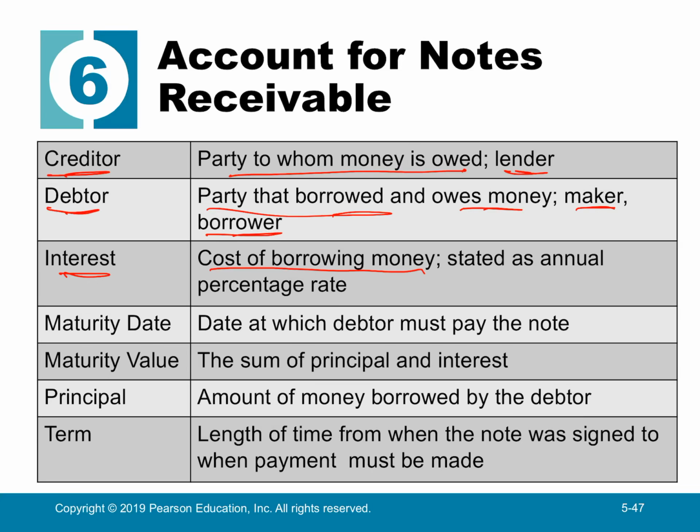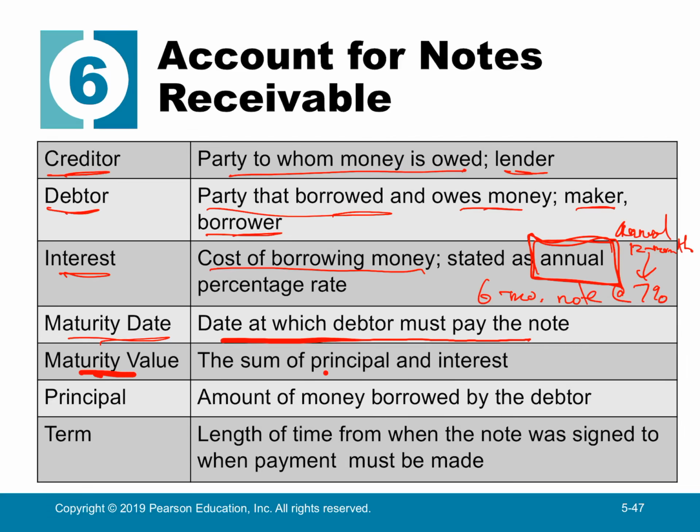Interest is the cost of borrowing money. This is very important: as a business convention, interest is stated as an annual percentage rate. So if you hear a 6-month note at 7%, this is an annual 12-month rate. So if you want to calculate the interest, you have to limit it by the 6 months that the note is outstanding. The maturity date is the date at which the debtor must pay the note.